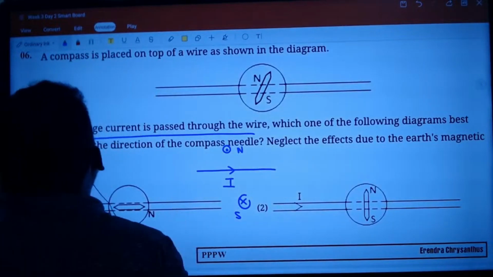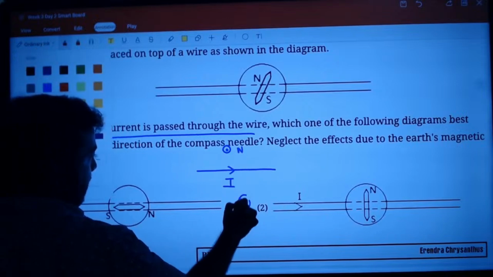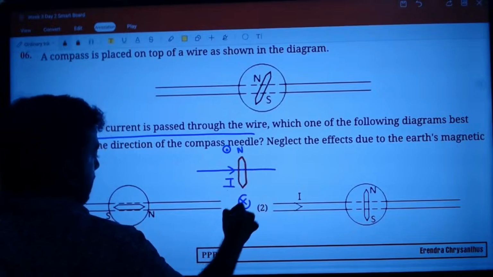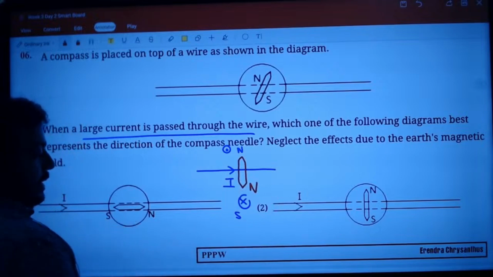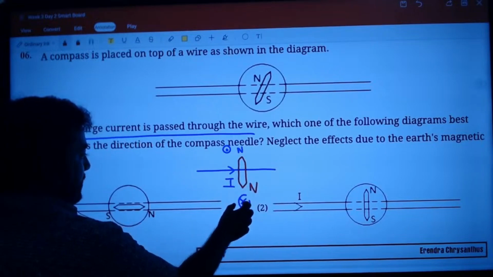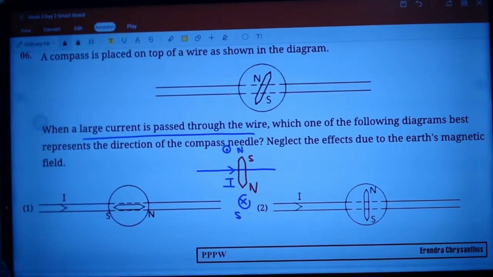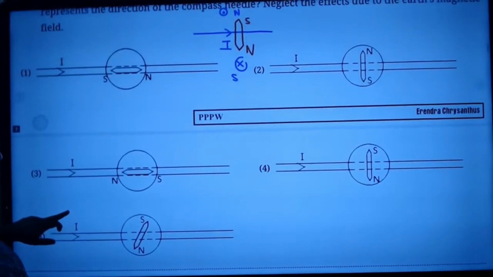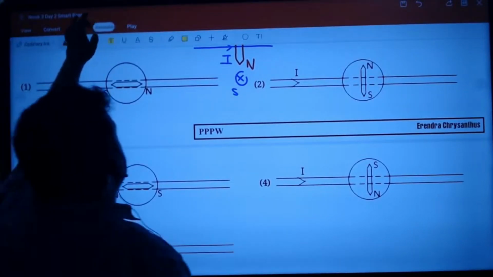So here if I connect the compass, this is magnetic south, so you have your geographic north pole here. So technically geographic north pole is magnetic south. Geographic south pole is magnetic north. So this variation is given by, there you go. Correct answer is answer number 4.